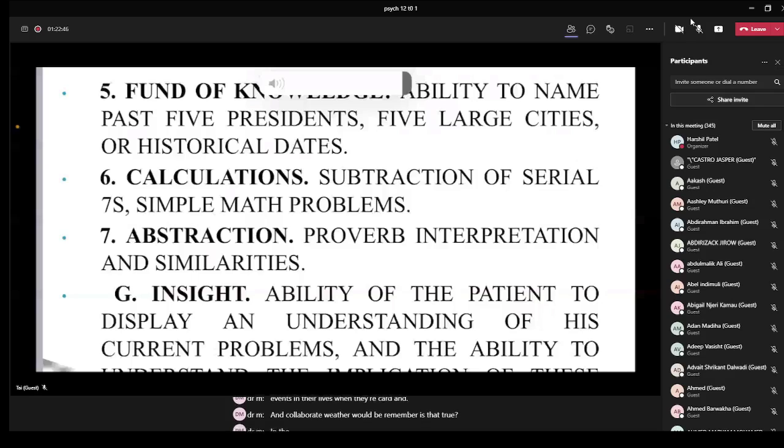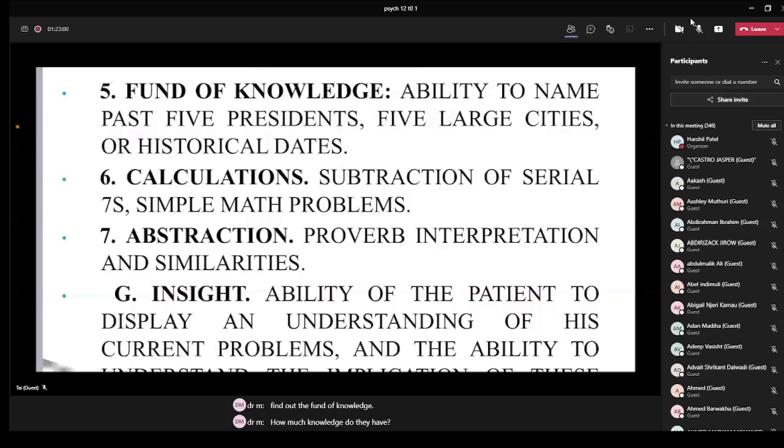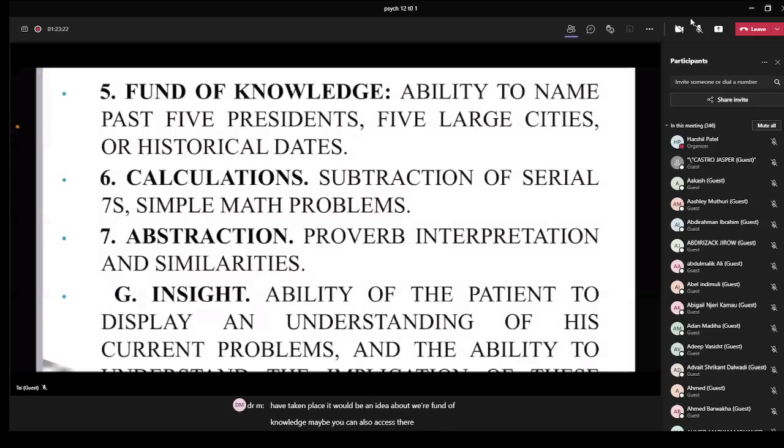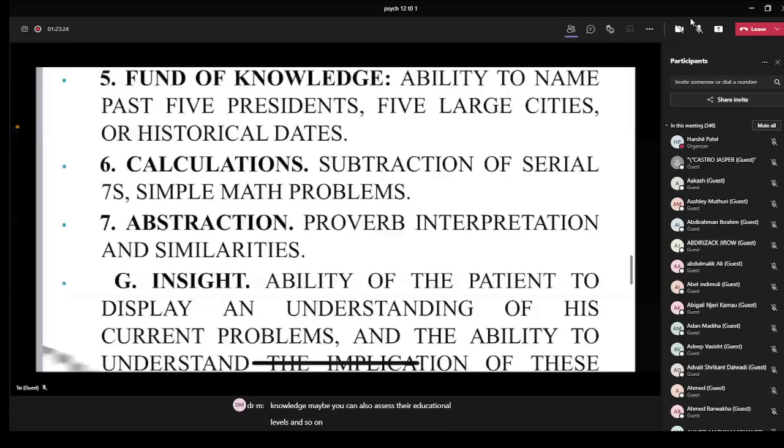In the examination of the cognitive functions, you also want to find out the fund of knowledge. How much knowledge do they have? Can they recall, for instance, the presidents in their country and when they ruled, which cities there are in their country, some historical dates or events that have taken place? That will give you an idea about their fund of knowledge. Maybe you can also assess their educational levels and so on. Calculations.